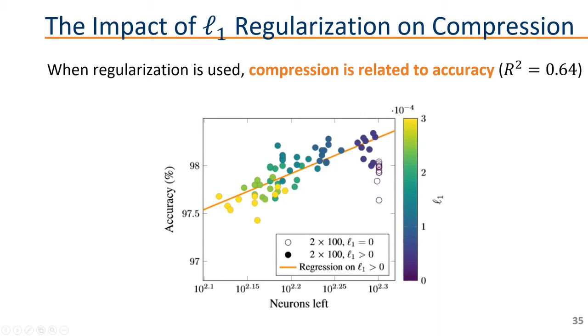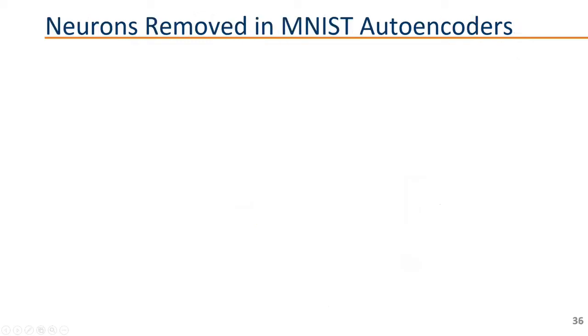And you can see that when you look at the balls that don't have any filling, those are the cases where we don't have regularization. They're outliers of this curve, of this line here. And this is like a regression with an R-square of 64%.